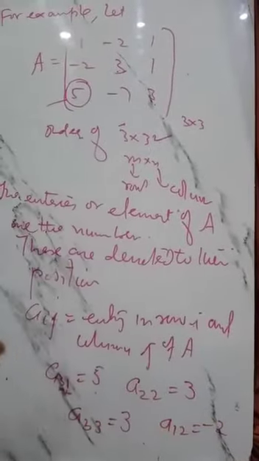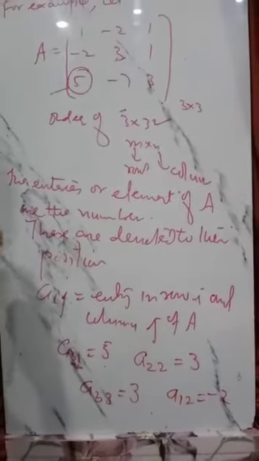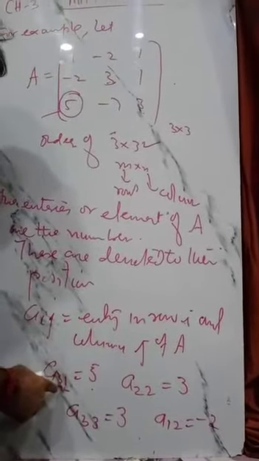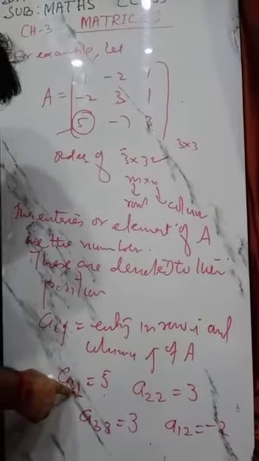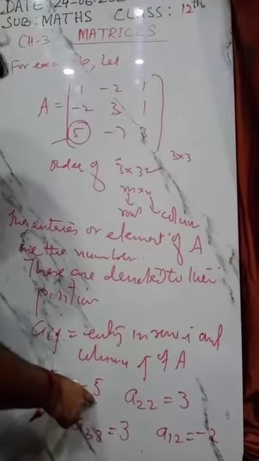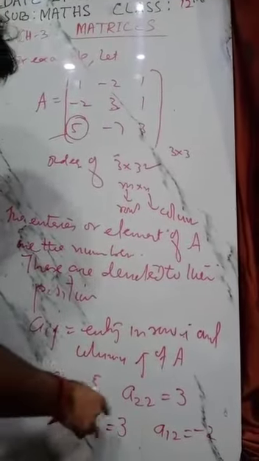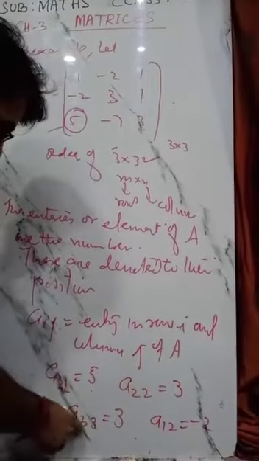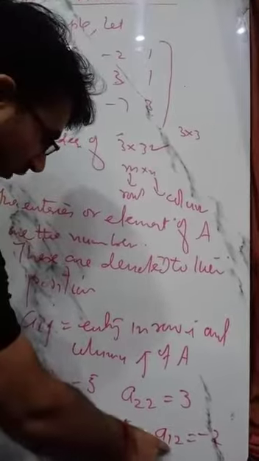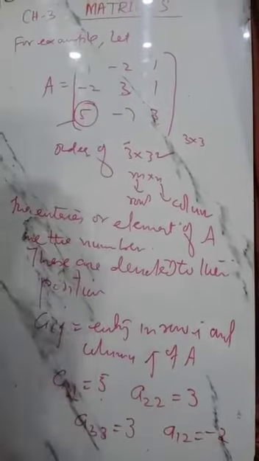इससे पहचान जाते हो कि ये जो elements हैं, ये जो entries हैं, ये कैसे पहचाने जाते हैं? That is, first you go along the row and then you go to the column. So A31 is 5, A22 is 3, row 3 column 3 is 3, and row 1 column 2 is -2.